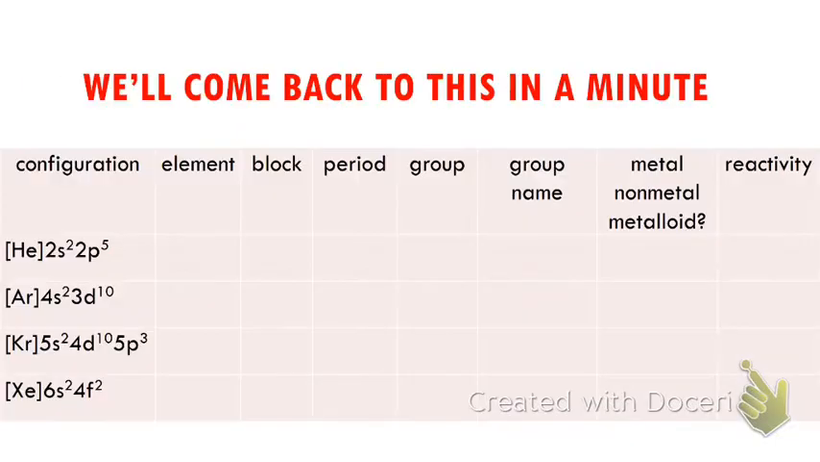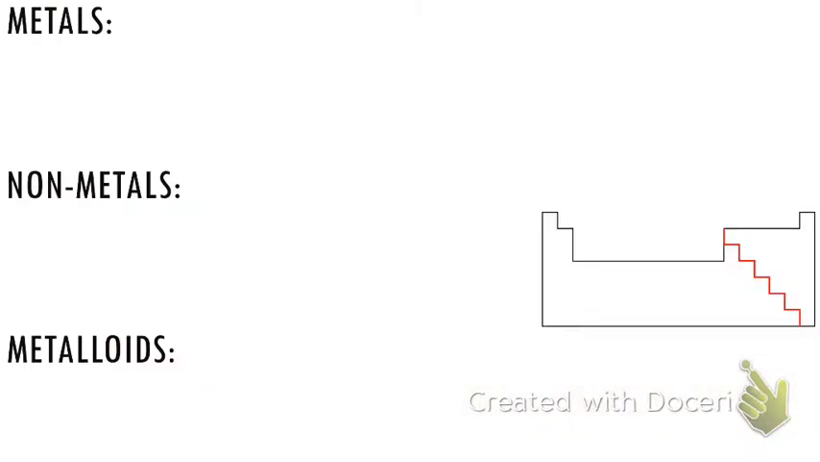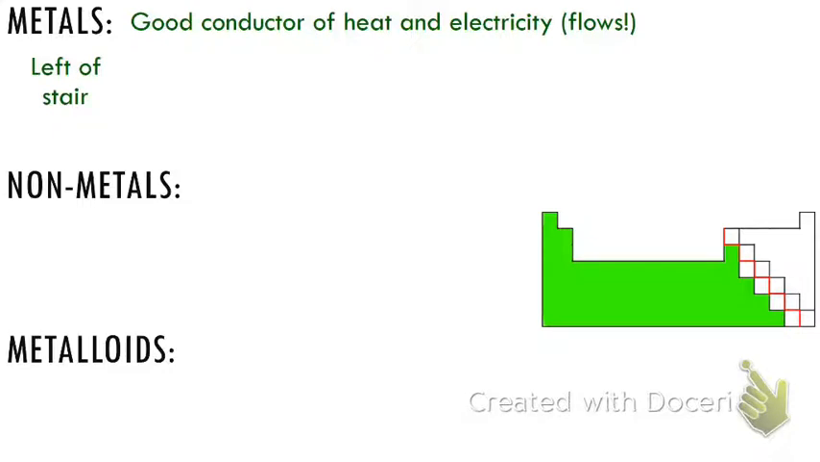So there's this table. We're going to come back to this table in a minute. We just want to talk about metals, nonmetals, and metalloids one more time real quick and their properties. So metals, of course, on the periodic table are to the left of the staircase, and they tend to be good conductors of heat and electricity. All of their atoms and electrons are just flowing and easy to move, so that heat and electricity can easily move through them as well.